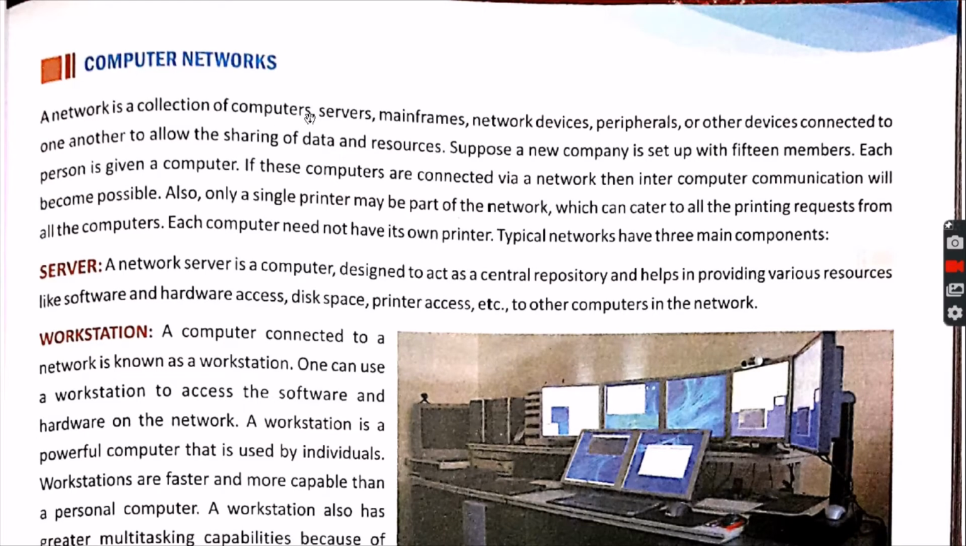See here, a network is a collection of computers, servers, mainframes, network devices, peripherals, and other devices connected to one another to allow the sharing of data and resources. So this is the definition, and previously, as I said, that was also a definition. You can write in your own way, but you should understand what a computer network is. You can frame the definition by yourself. But you should know the terms here, like a computer network is a collection of computers.